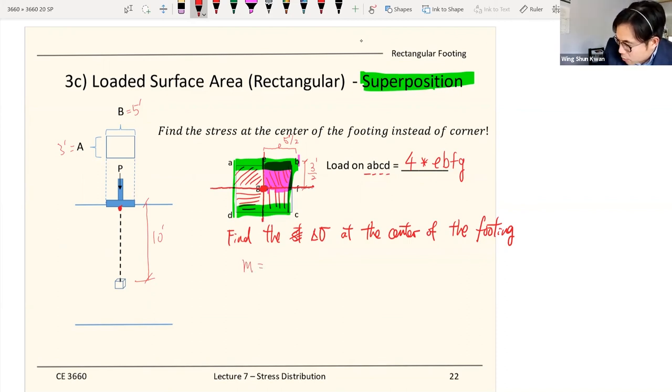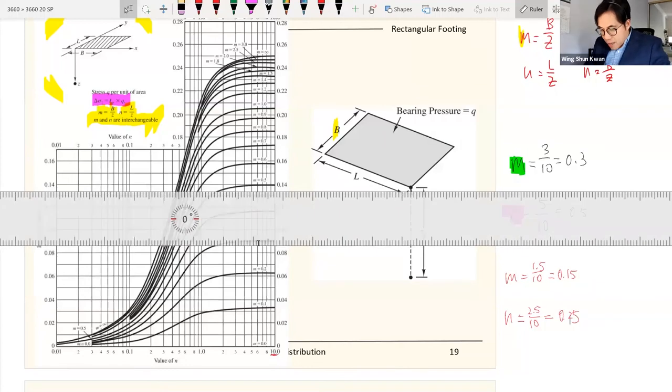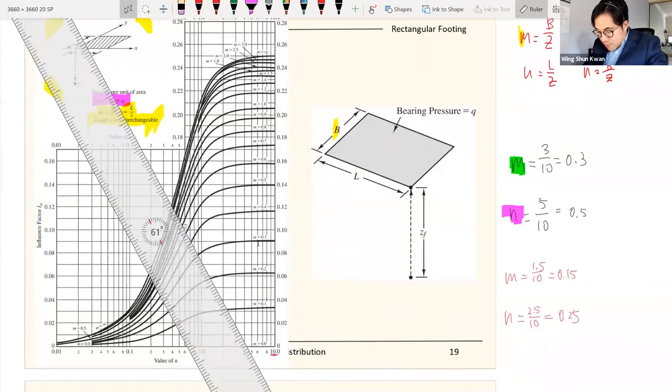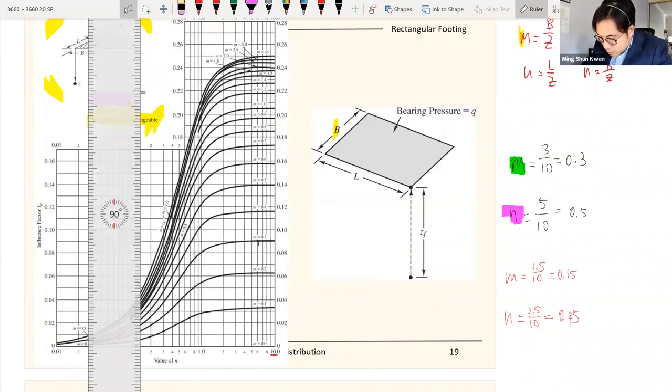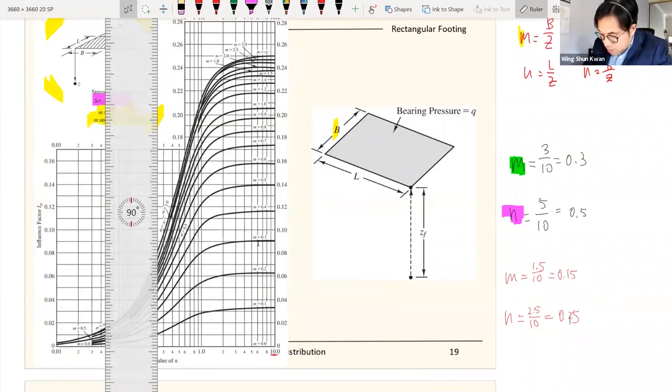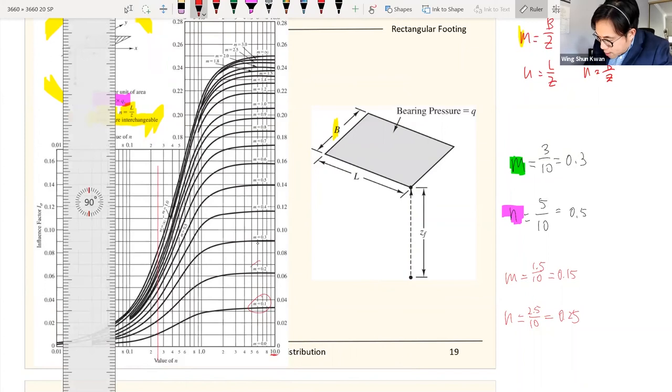So our M value now becomes a half divided by 10, right? Because M is the length or the width divided by the depth, same as the N value. So now it's half of it. So M now is 0.15. And again, M and N are interchangeable. And N is 0.25. Maybe let me start with the N value first. So this is 0.25, so somewhere around here. And M is 0.15. So this is 0.1 and this is 0.2. So interpolating between those two will be the midpoint.